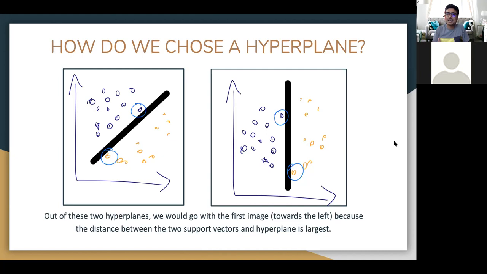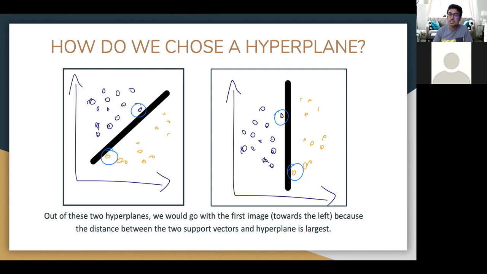So here comes the idea now. How do we specifically choose which hyperplane we're going to go with? Although they're valid, they're dividing our data up correctly, right? Because we can obviously see all of the purple colored points are on one side and all the orange colored points are on the other side. So that means our hyperplane is doing a fine job, but how do I know which one to go with?